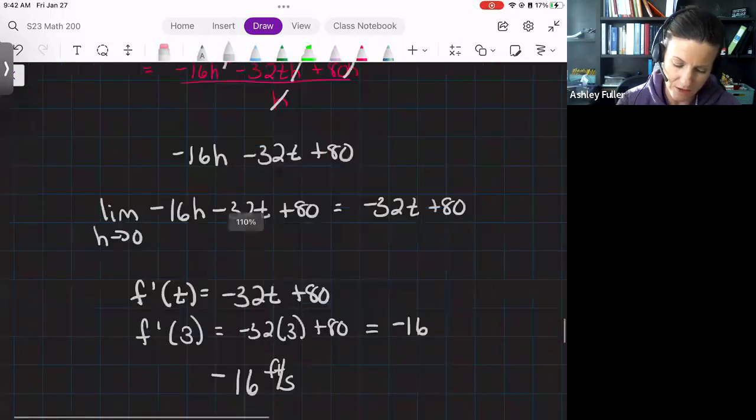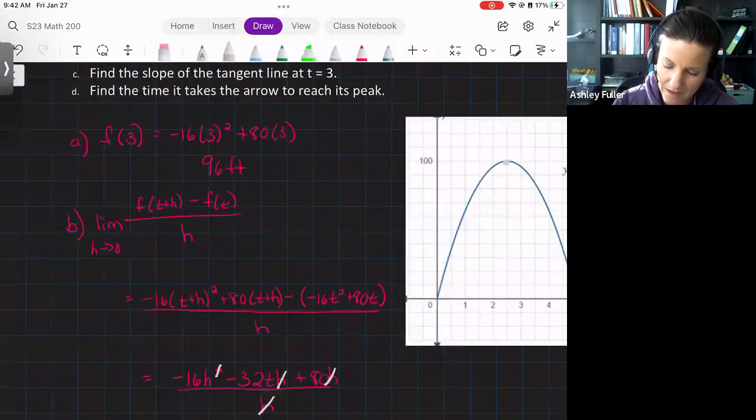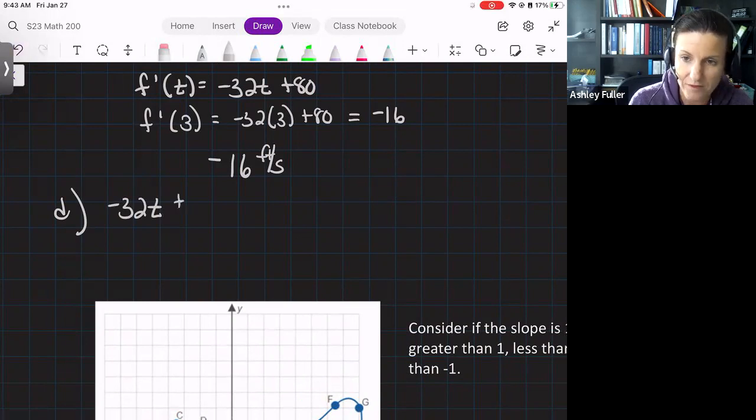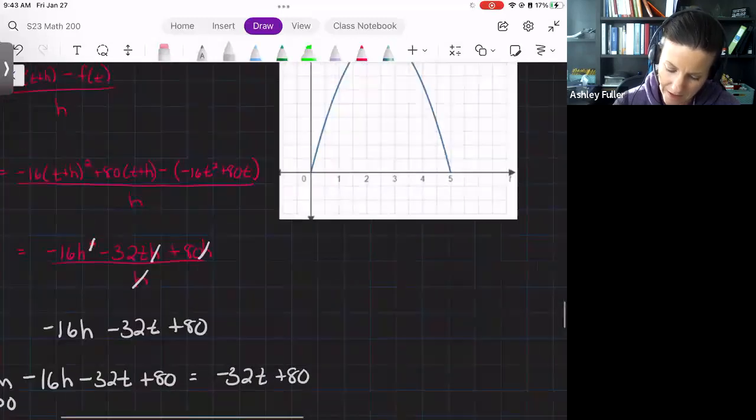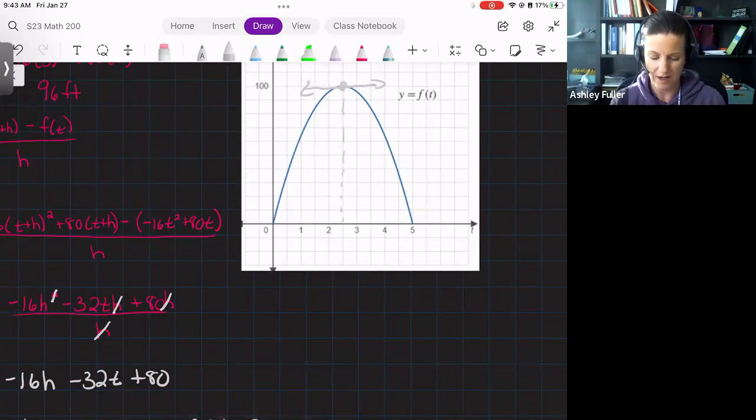The final question that's included in this one is find the time it takes the arrow to reach its peak. Well, here, the slope of the tangent line at the peak is going to be 0. So the simplest way to do this is to consider where the slope of the tangent line, and we have the formula for the slope of the tangent line, is equal to 0. Simplifying, we get negative 32t plus 80 equals 0, so negative 32t equals negative 80. Dividing both sides by negative 32, we get t equals 2.5 seconds. And if we look at our graph, that seems reasonable and is indeed correct.